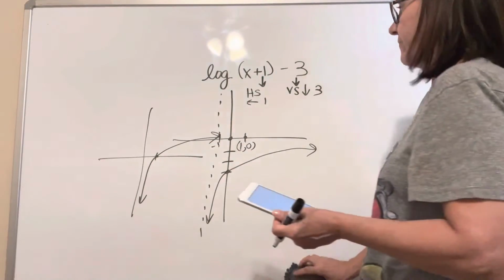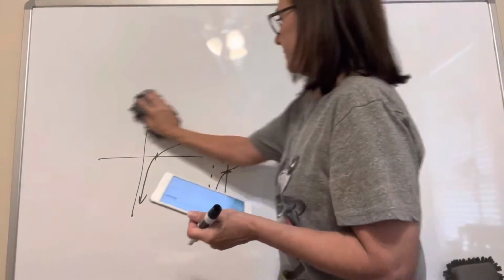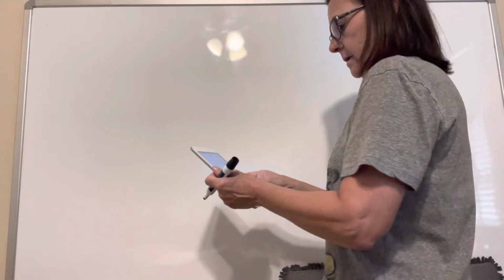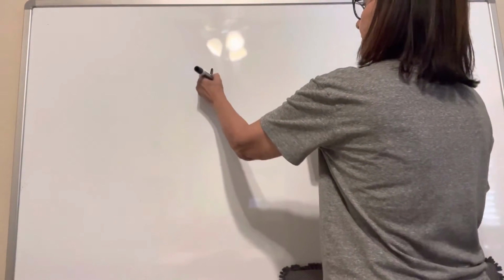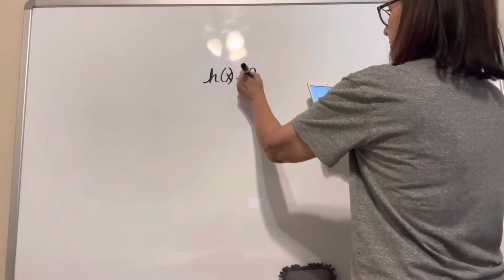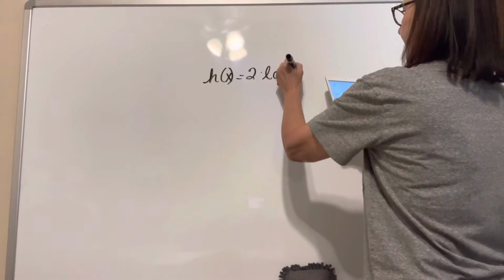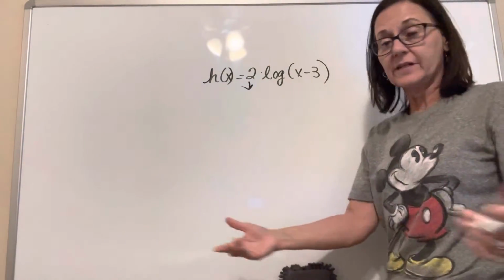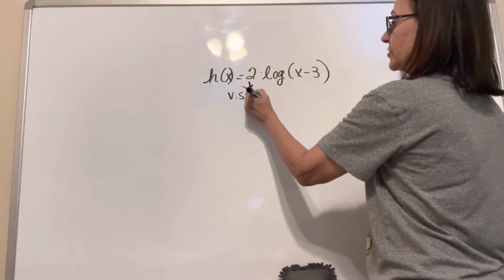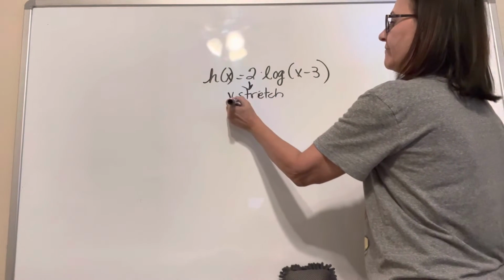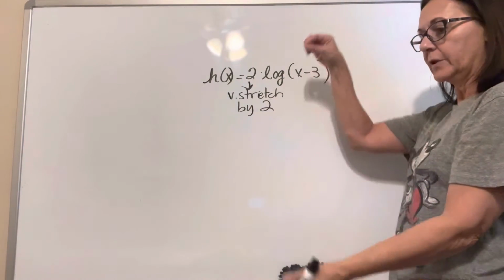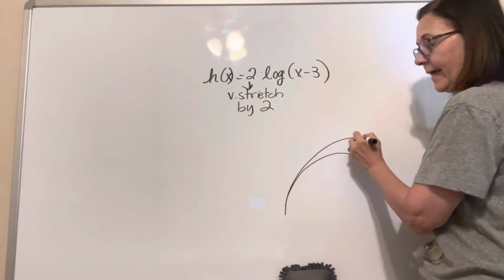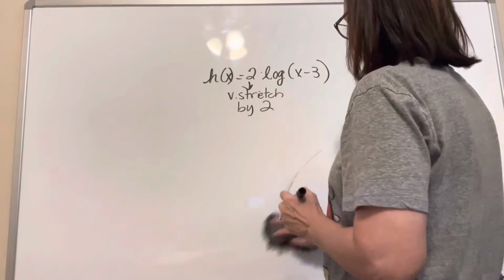Okay, so let's look at example 5. All right, so we have h of x equals 2 times the log of x minus 3. Right here, just like our previous transformations, this is a vertical stretch by a factor of 2. So it's not going to pull it up. Instead of going like this, it's going to go more like that. So that's what the vertical stretch will do.